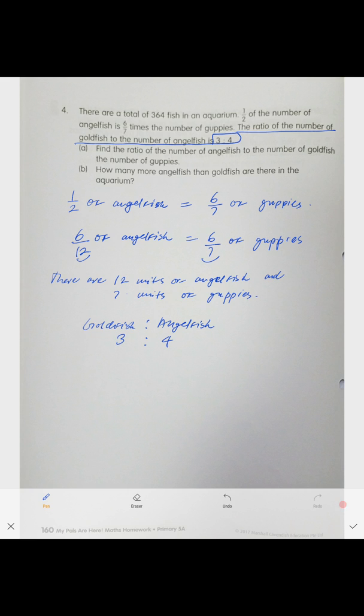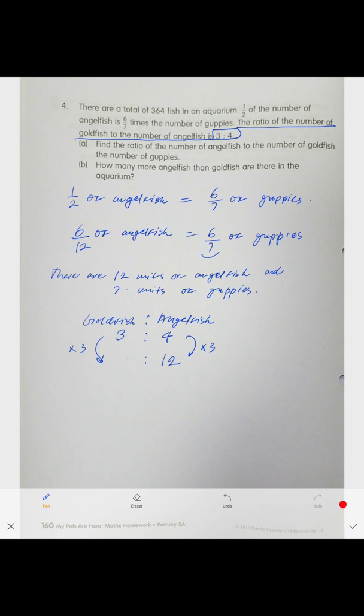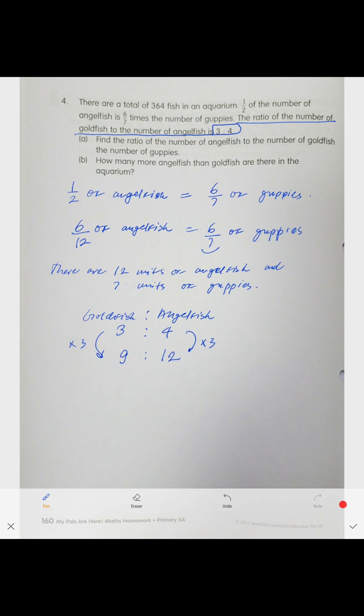But we know now that our angelfish is 12 units, right? So what is this then? How many units is that? 4 to 12 is times 3, right? 3 times 3 is 9. This is how many units. Now we can build the ratio between all of them.